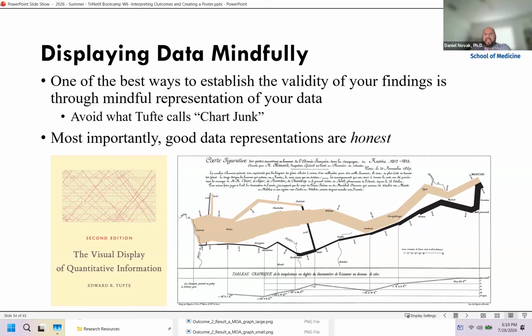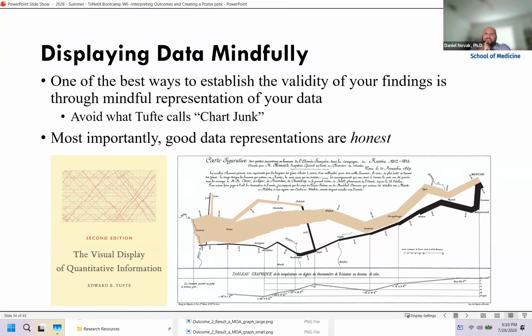But mindfully using your data can be one of the best ways to establish the validity of your findings. And good data representations have to be honest. This is an example on this page from one of his books. I think I have it on my shelf, Visual Explanations. Sorry, it's The Visual Display of Quantitative Information.